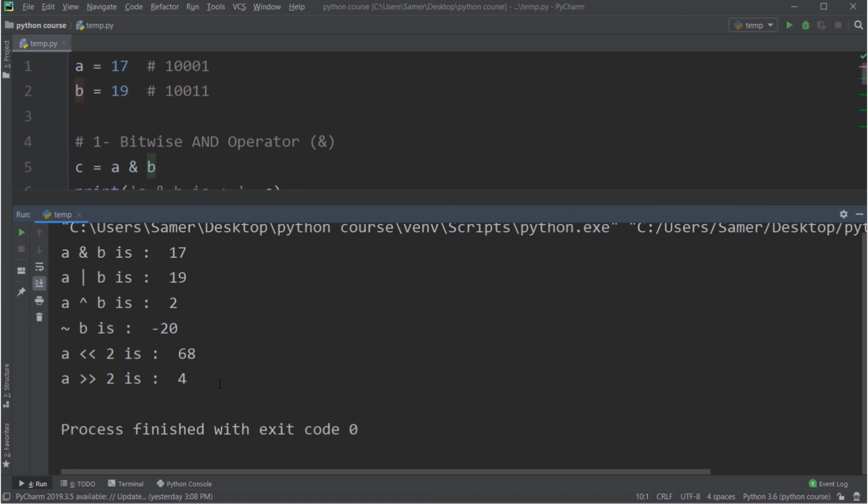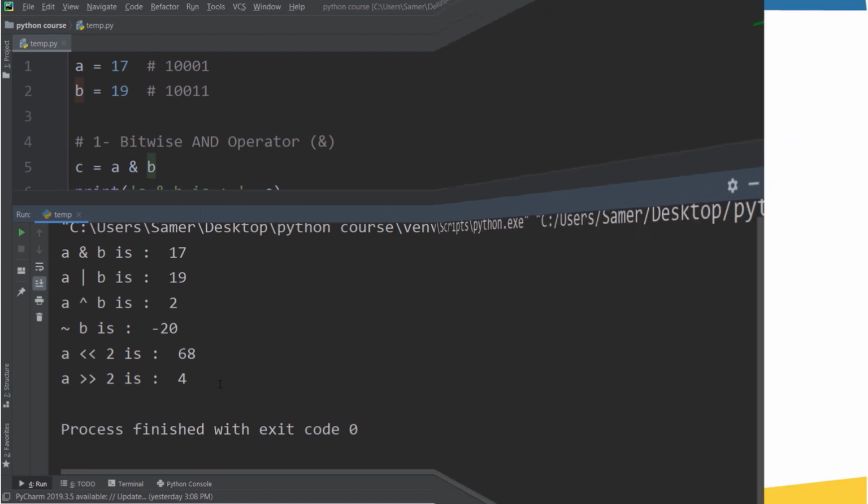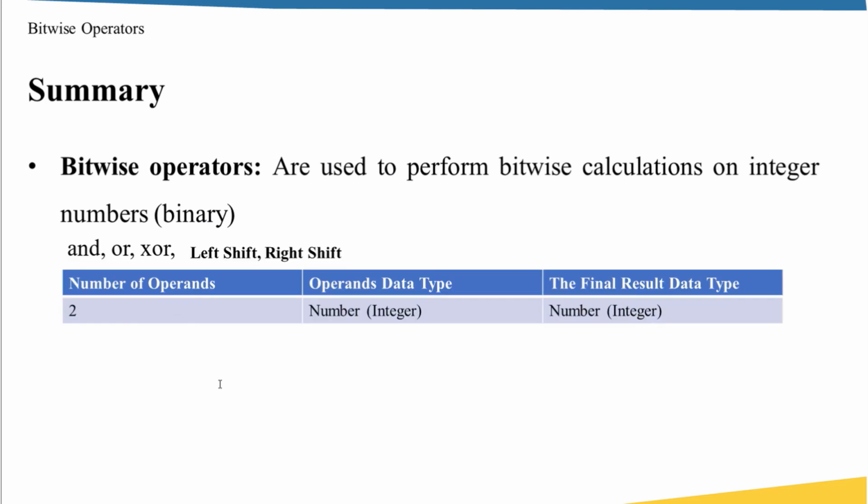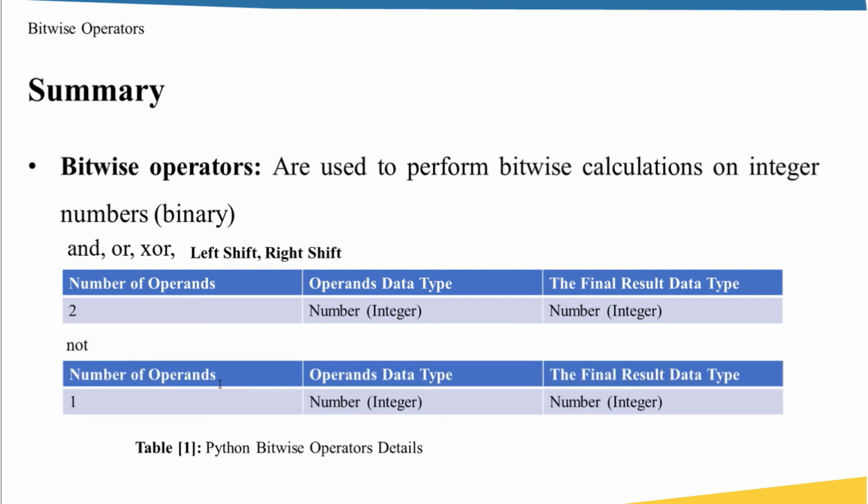And that's all for this code session. Now let's summarize what we have learned in this lecture. First of all, bitwise operators have been defined, and as we see, these operators are used to perform bitwise calculations on integer numbers after we transform these numbers to the binary system. We see that for all of the operators except NOT, we have two operands, and these two operands should be integers, and the final result after we do the calculation is also an integer. For the case of NOT, we have only one operand, and also it should be an integer, and the result after we execute NOT is also another integer.